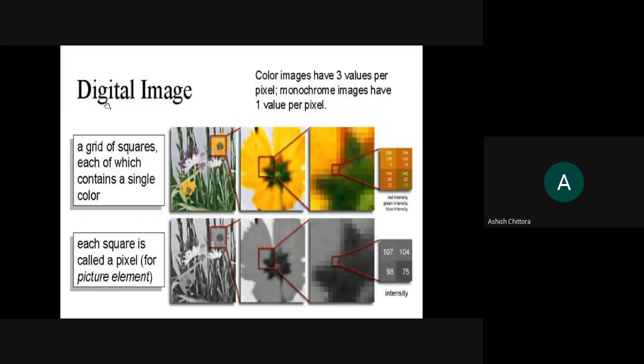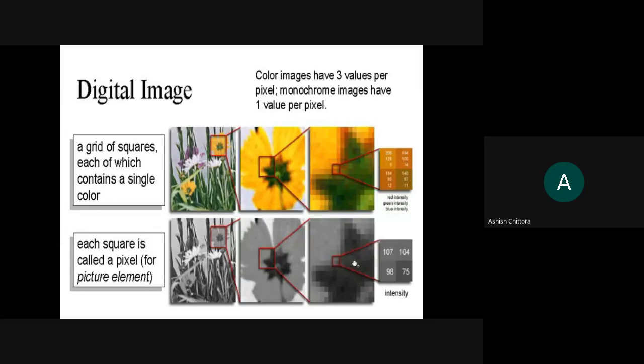Now, the digital image. If we are observing the color image, here the upper row has the color image and the bottom row has the grayscale image. Color images, in most cases, are represented by three intensities: red, green, and blue, the RGB format. Each pixel has three intensities, red, green, and blue, and the combination of these three colors produces the final color of the pixel. So this RGB format is important.